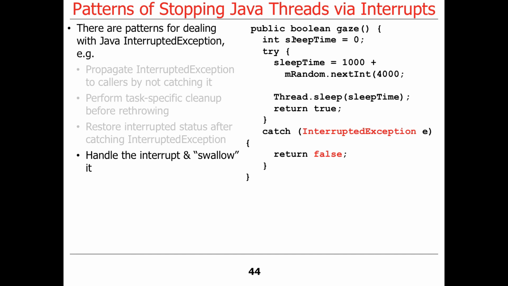It's tempting to swallow interrupts because they seem a little annoying at times, and you're never quite sure what to do with them. But swallowing the interrupt is almost always the wrong thing to do unless you're just writing a piece of test code or throwaway code. It's usually better to do one of these other things. Propagate it to callers by not catching it and putting it in the checked throws clause, perform some task-specific cleanup and then rethrow it, restore the interrupt status after catching it, et cetera. So there's a bunch of other things to do, and swallowing is often not the right thing to do.